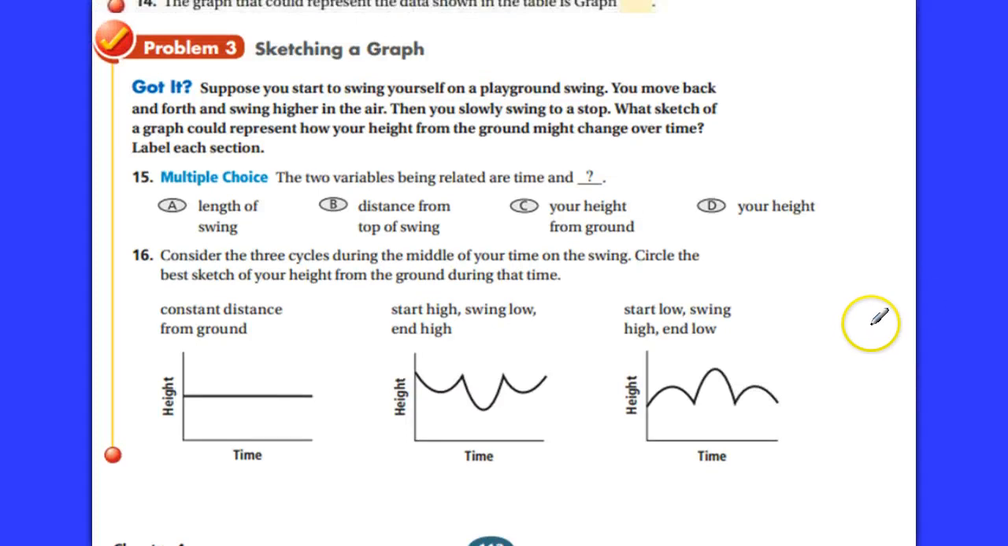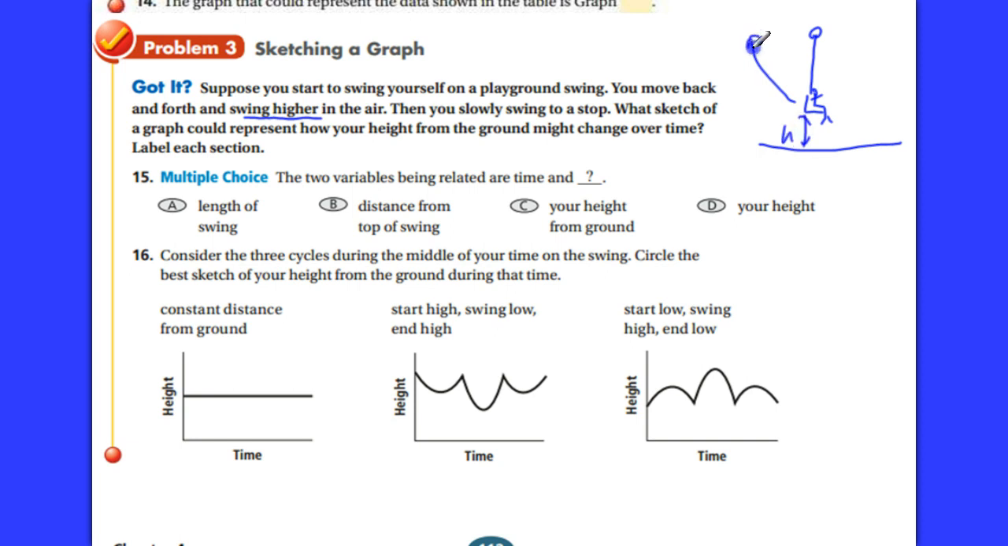So the last part here, as we wrap up this video, it says sketching a graph. Suppose you start to swing yourself on a playground and you move back and forth, swinging higher in the air. Then you slowly swing to a stop. What sketch of the graph would represent how high you are from the ground, that it might change over time? Okay, so here you are on a swing. Here's a nice little chair, and you're sitting on the chair, and your feet are slightly above the ground, and they pull the swing back, and they are measuring how high you are off the ground as you swing.